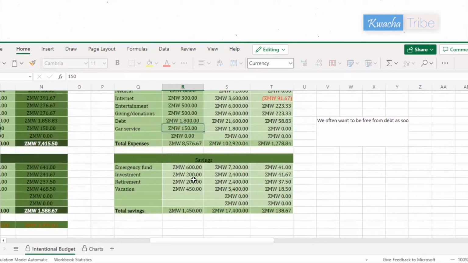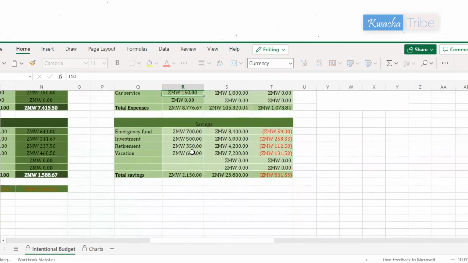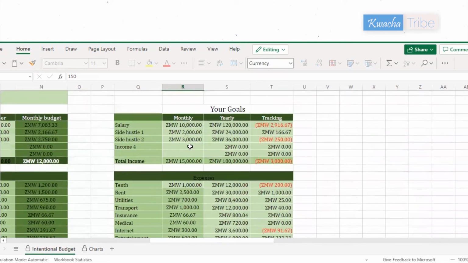So when we come to savings, his goal was to save for the emergency fund, he wanted to save 600 kwacha every month so that by the end of the year he has 7,200, right? So he is actually ahead of his game because, as you can see here, he's saved 400 on average, 641. Here he targeted 600. Here 241, he targeted 200. You can see that he's actually ahead. So that is how we link our goals to our budget and track.